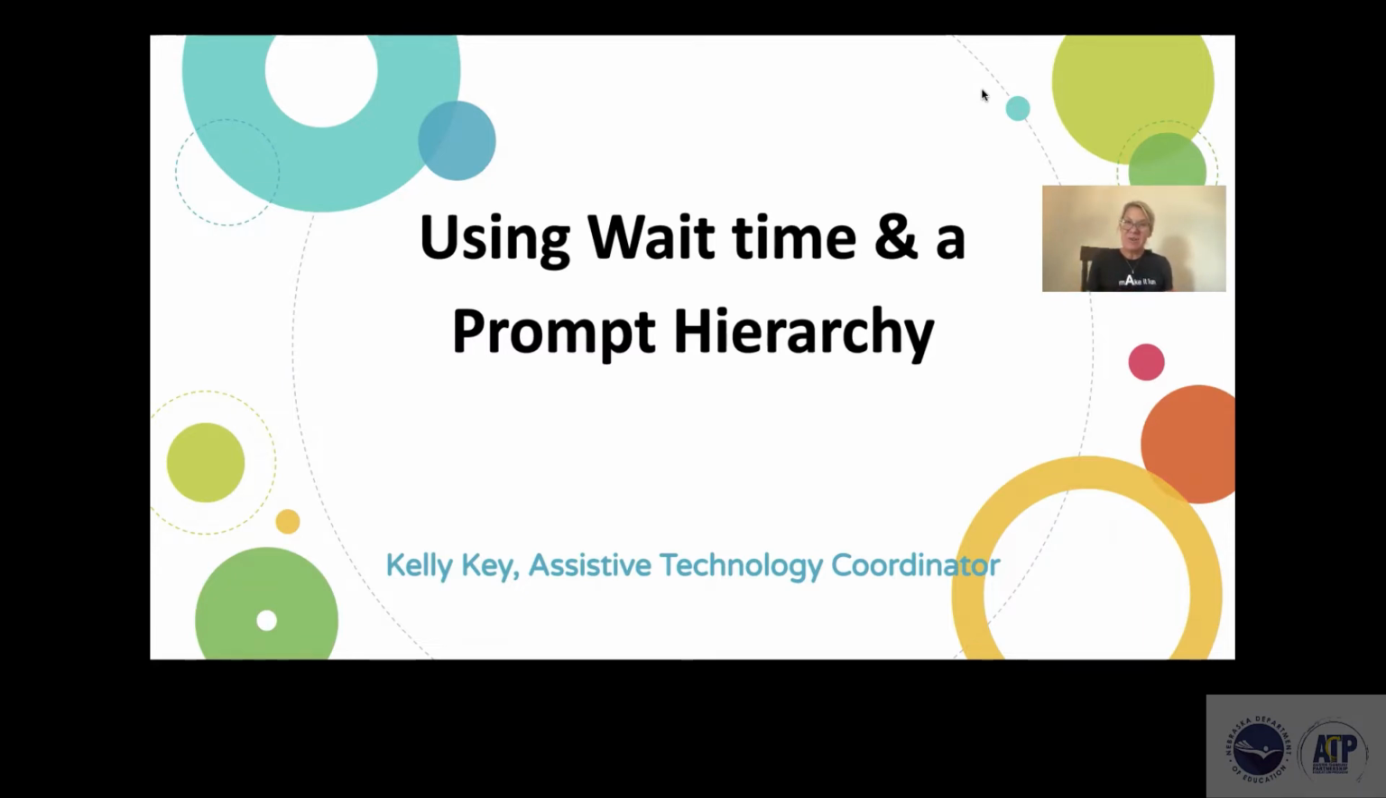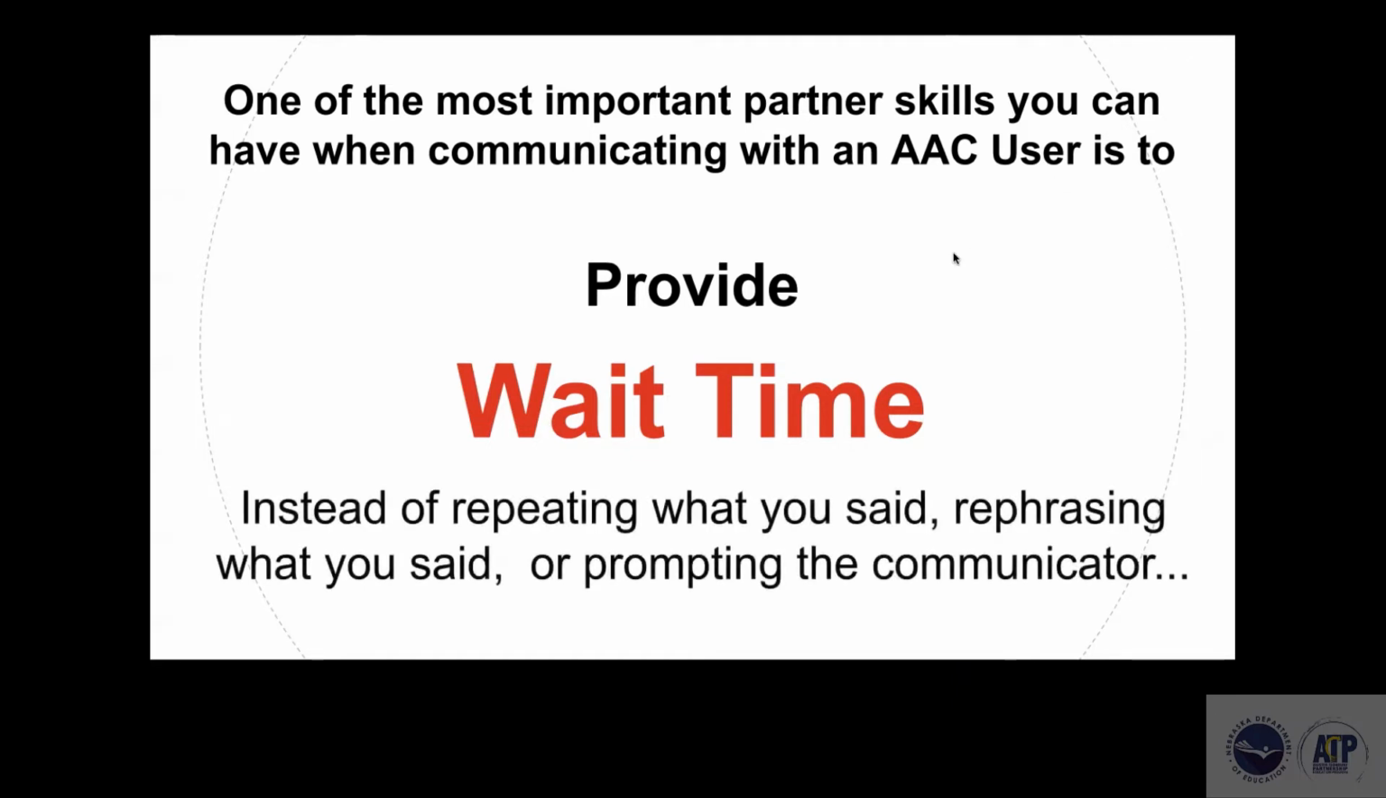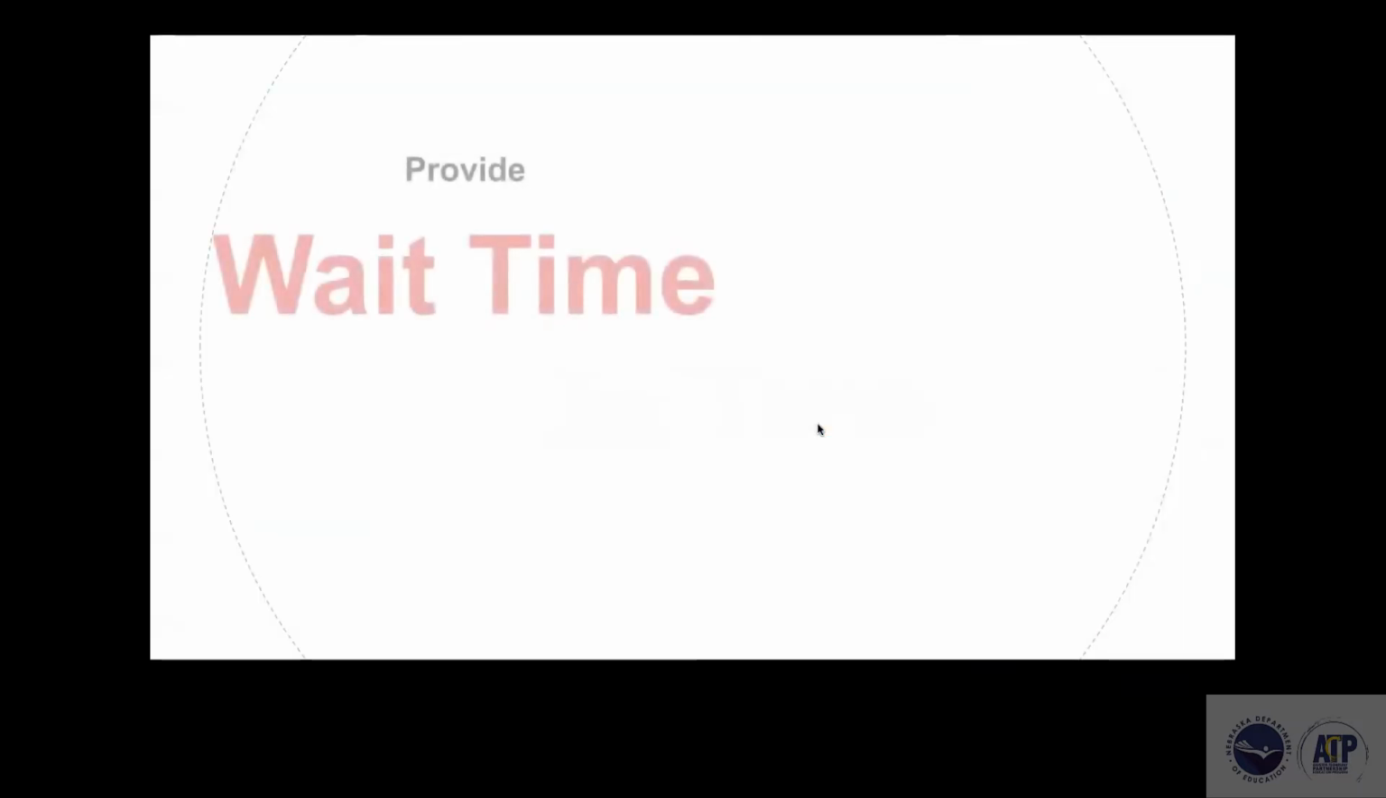And I'm excited to share with you today some tips for using wait time and a prompt hierarchy. So one of the most important partner skills that you can have when communicating with an AAC user is to provide wait time. So instead of repeating what you said, rephrasing what you said, or prompting the communicator, it is so important that you provide them wait time.